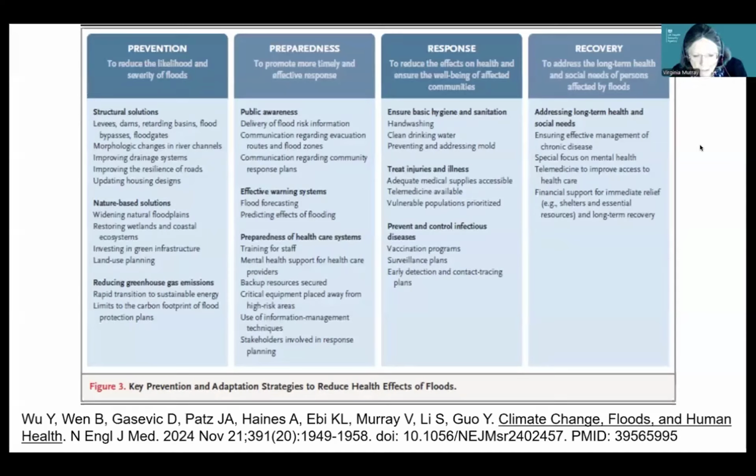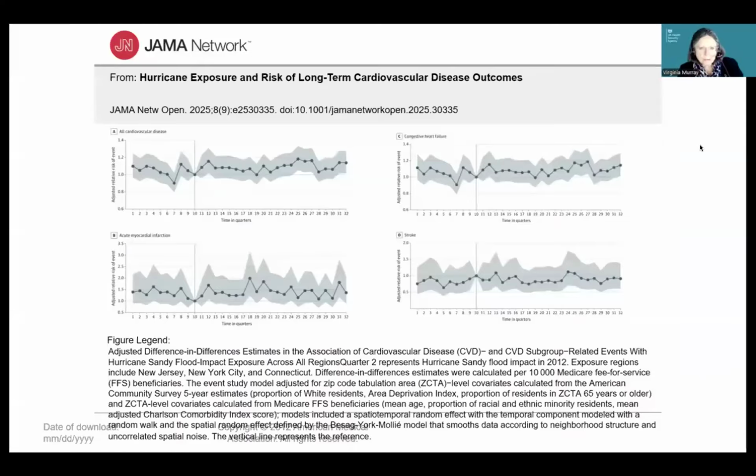This is a paper we published in the New England Journal in November 2024, and you might find it a useful paper to go and have a look at because there's lots of useful material in there. But I thought then I would take you to something that's also been recently published about hurricane exposure and the risk of long-term cardiovascular disease outcomes. And this rather shows that after Hurricane Sandy and the flood impact that it had in 2012, there were continuing and worrying impacts from the cardiovascular disease outcomes. Do have a look at that paper too.